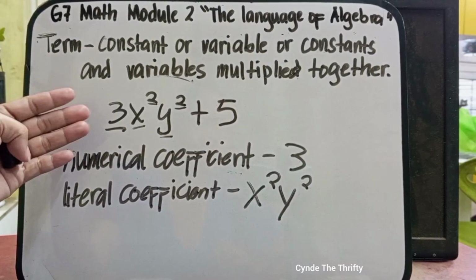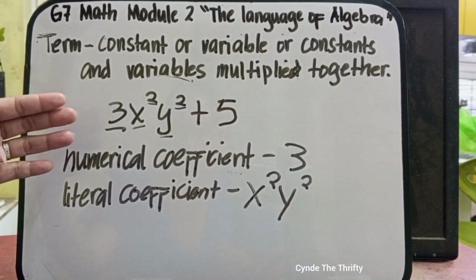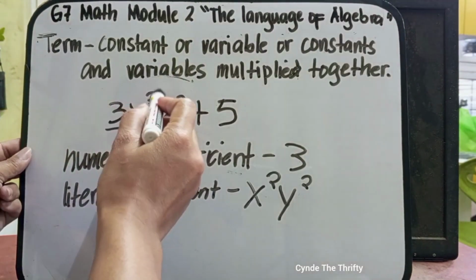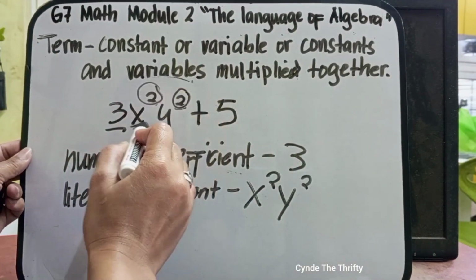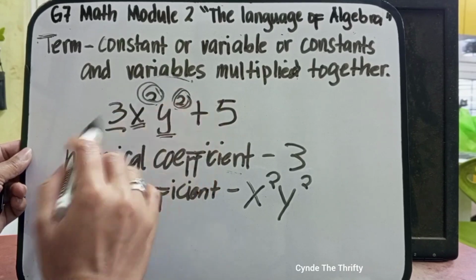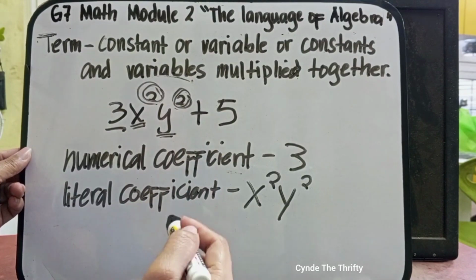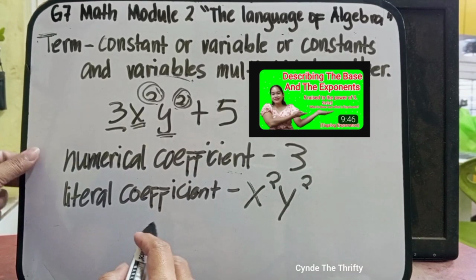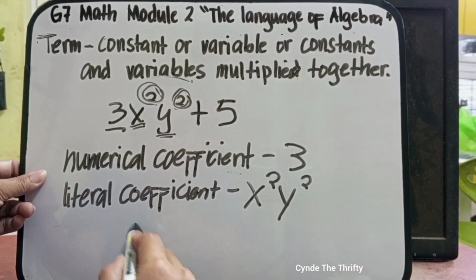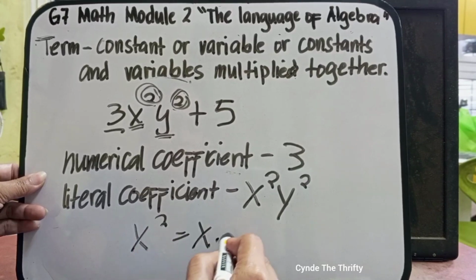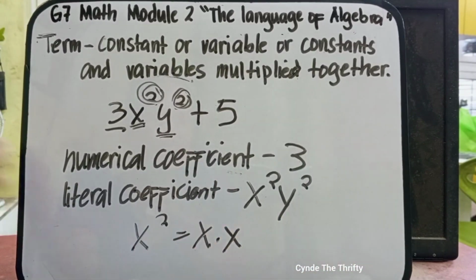Ano naman yung exponent? Ang exponent is siya yung number or letter written above the right of the base. So, itong nasa taas ni base, ito yung ating base, ito yung nasa taas ng right side niya, ito ang tinatawag nating exponent. So, para mas maintindihan nyo ang base and exponents, meron din tayong separate video niyan para mas maintindihan nyo. For example, meron tayo ditong x squared. So, x squared means x times x. So, ito yung tinatawag nating exponent.